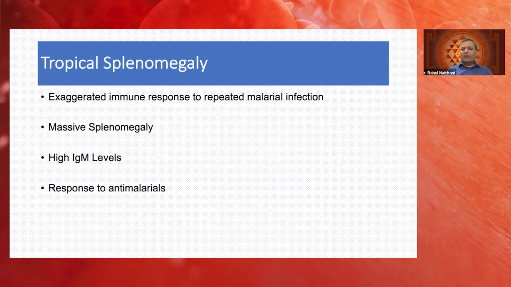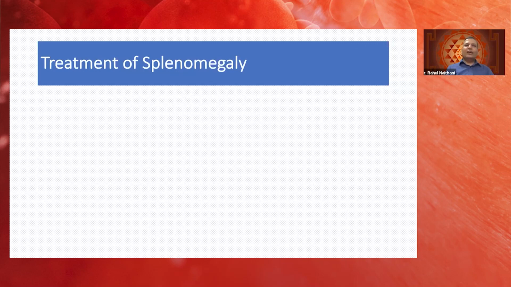Tropical splenomegaly, again, is fairly common in India, which is an endemic country for malaria. This is basically an exaggerated immune response to repeated malarial infection. People present with massive splenomegaly, they generally have high IgM levels, and about 40%, 50% of patients will have a reduction in spleen size over a 6 months period. So again, history is important, clinical examination is important, the clinical background on which this is being taken is very important. Now, how do we treat splenomegaly? It is very simple. Treat the primary cause. If somebody had enteric fever, treat enteric fever. Somebody had malaria, treat malaria.